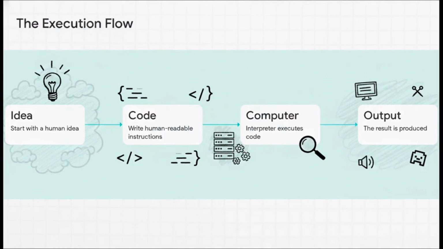And you know what's wild? Every single program ever written, from a basic little calculator app to the absolute most complex artificial intelligence, it follows this exact four-step execution flow. First, you have an abstract idea. Second, human-readable code. Third, the computer, specifically something called an interpreter, executes that code line by line. And finally, the output, the tangible result you actually see or hear.